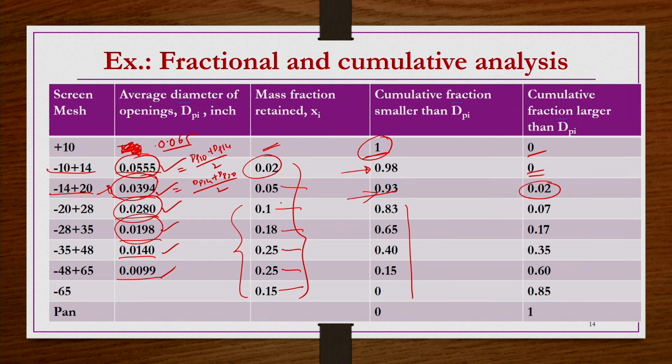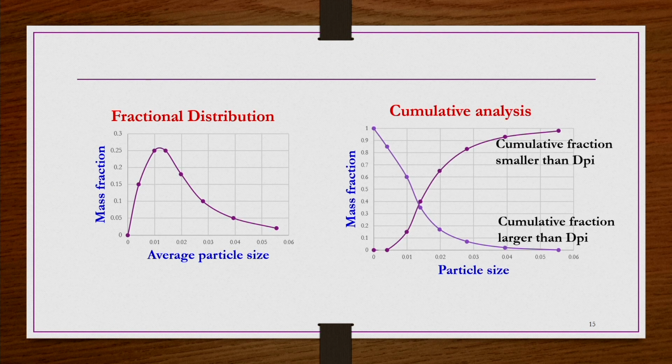Then the next one: what is the fraction of material whose size is larger than 0.0280? Only two fractions are there, 0.0394 and 0.0555, which are the larger ones. Their corresponding fractions, 0.02 plus 0.05, should come here, 0.07. Likewise, we have to construct all of them, then you can plot them. So, when you plot cumulative fraction smaller than dpi versus xi, you will get plots like this.